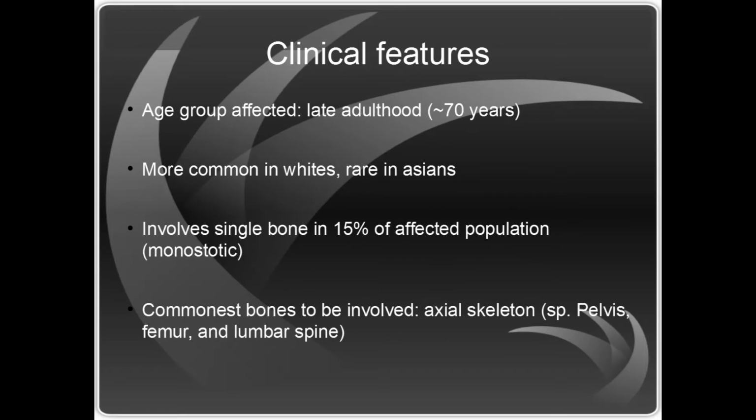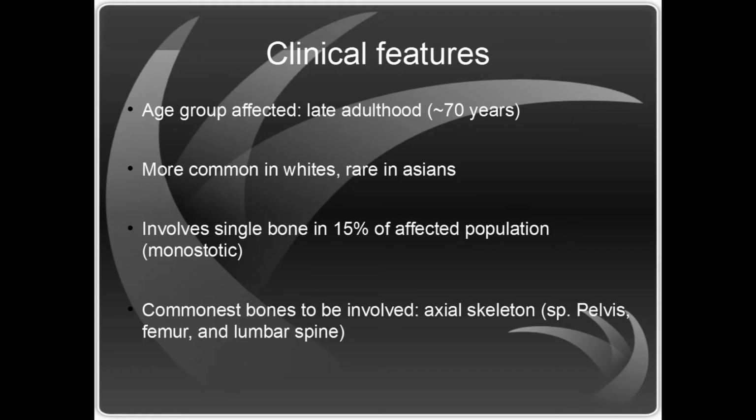Moving on to some of the features of Paget's disease, the age group that is commonly affected is late adulthood. The average is said to be around 70 years of age. However, it was seen that in the US population, in the whites, the disease was found starting from 40 years of age also. And racial predilection is there here. It is more common in whites and very rare in Asians, including Chinese, Japanese, Indians, etc.